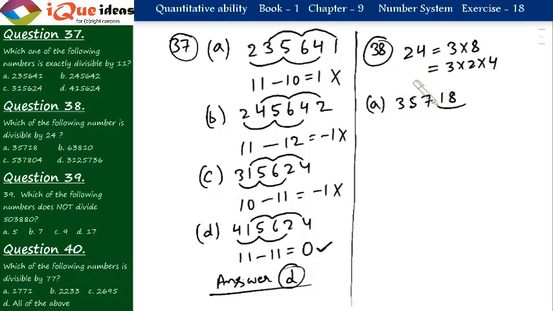Now, first option is wrong there itself because in the end it has 18, which is not divisible by 4. So it cannot be divisible by 8, hence it cannot be divisible by 24. Second option, 6, 3, 8, 1, 0.